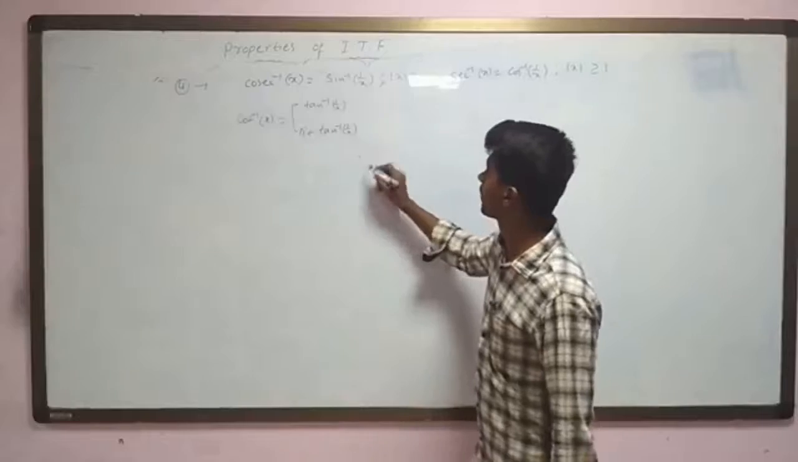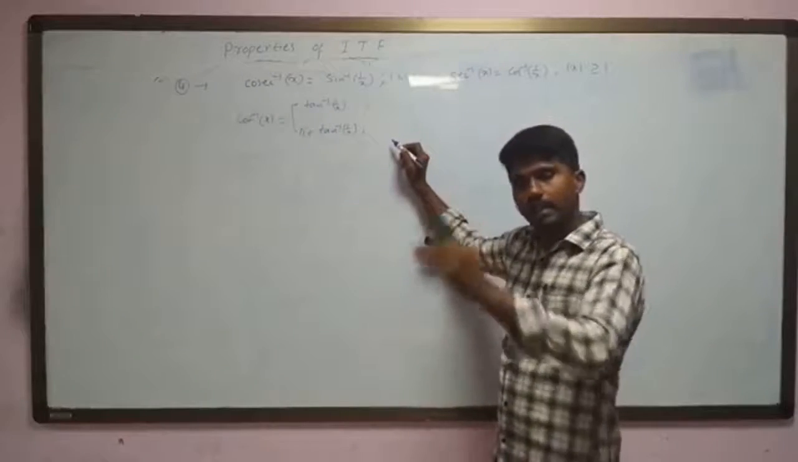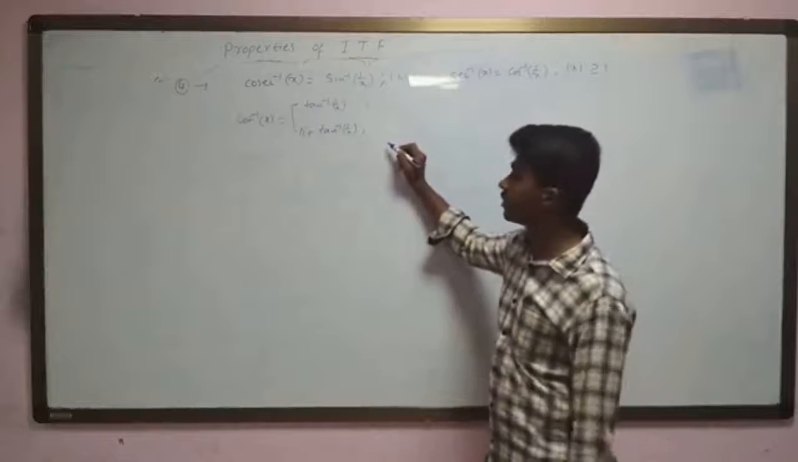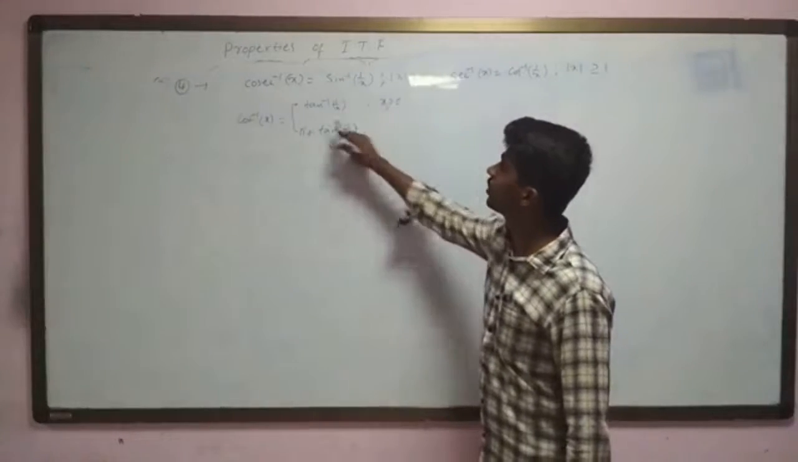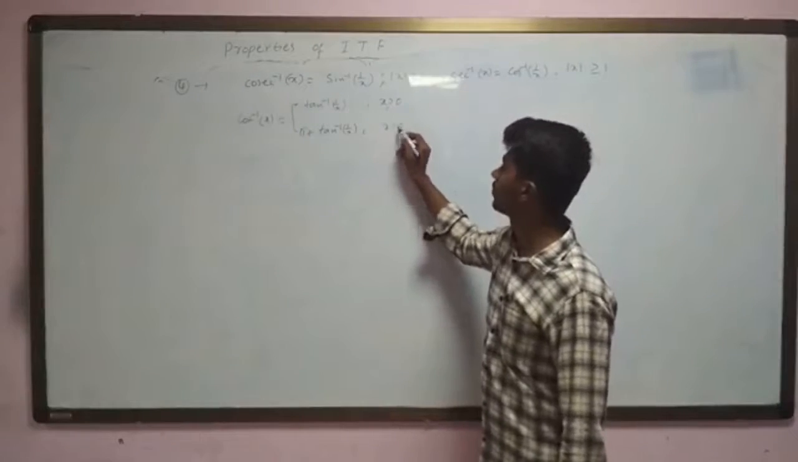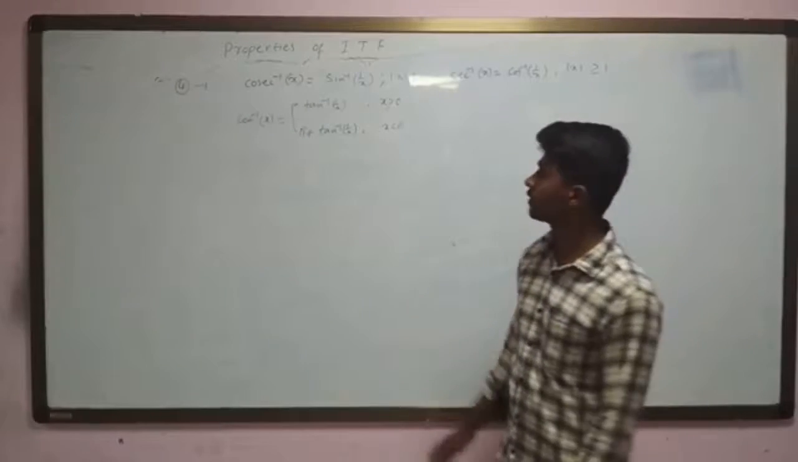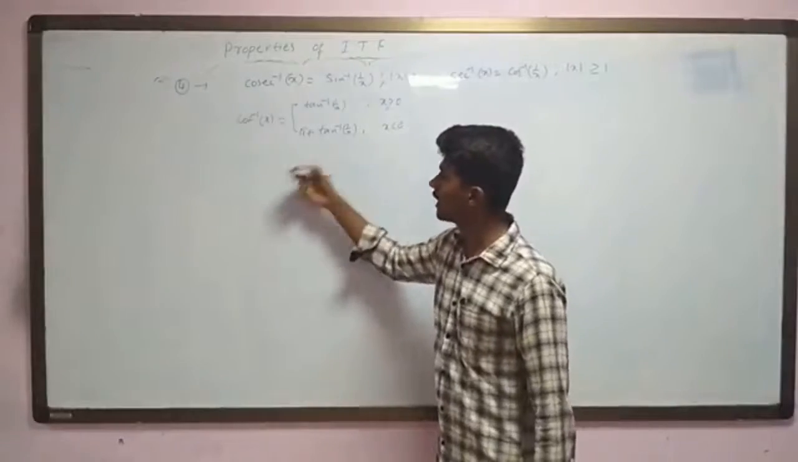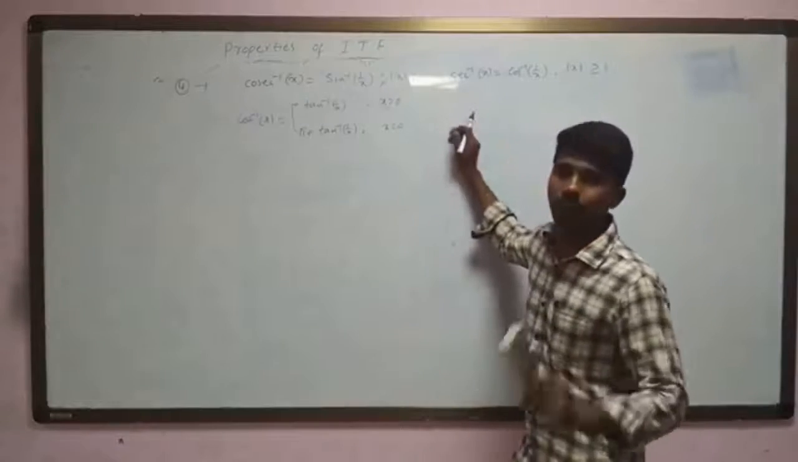We cannot take 0. If I take 0, we get not defined. So what do I have to take? We get two portions: less than 0 and greater than 0. If x is greater than 0, it's nothing but tan inverse 1 by x. If it is less than 0, pi plus tan inverse 1 by x. What is the reason behind this? Why do we get two values for cot inverse x and only a single value for the remaining two?